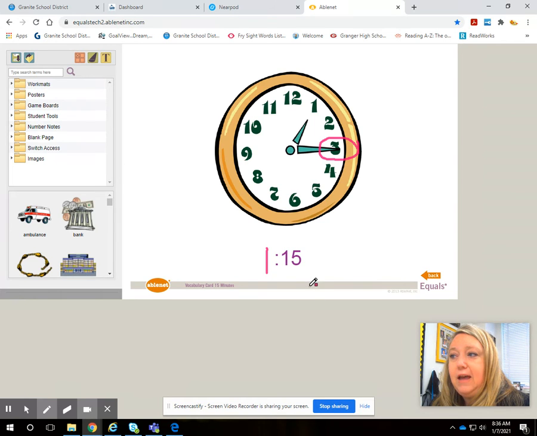1:15. Okay, this one is a little bit easier because this little hand has not yet moved in between the numbers quite so much. And so it does make it a little bit easier than the 30, right? So 1:15, 2:15, 3:15, it's when the long hand is pointed to the 3, okay? And that's called the quarter hour. We've talked about that in class as well.